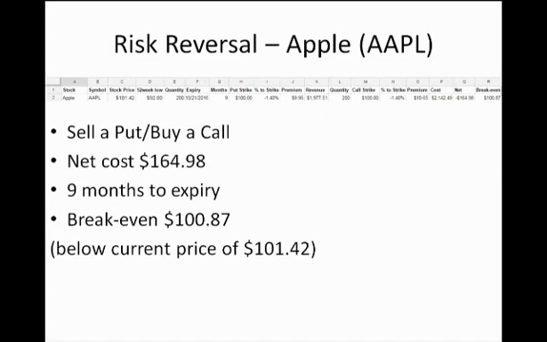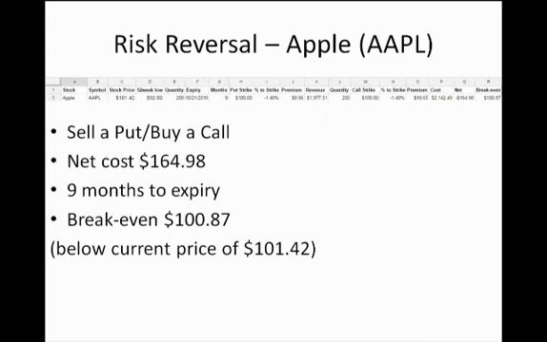I've chosen the same strike price of $100 on Apple, which is just slightly below the current stock price, which on Friday's close was 101.42. Now I've done two contracts as the example, and the net cost of this position would only be $164.98. So by selling the two put contracts, I would receive just under $2,000, and by buying the two call contracts, I'd be paying just over $2,000. So again, for a difference of just $165 roughly, depending on your commission structure.